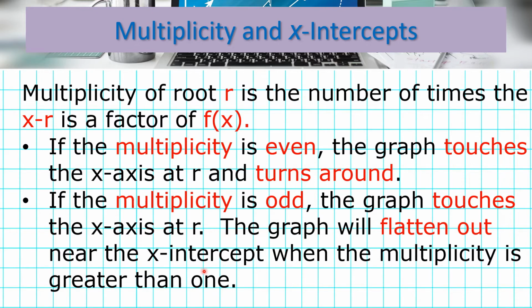Magpa-flatten out siya near the x-intercept. Medyo mag-standby siya ng konti kapag greater than 1. Pag mas mataas sa 1, mas matagal siyang magpa-flatten or mag-standby dun sa malapit sa x-intercept bago siya magto-turn around. Yan yung concept ng multiplicity. Kaya minsan, nababawasan yung turning point ng polynomial function based kasi dun sa multiplicity ng isang factor of f of x.